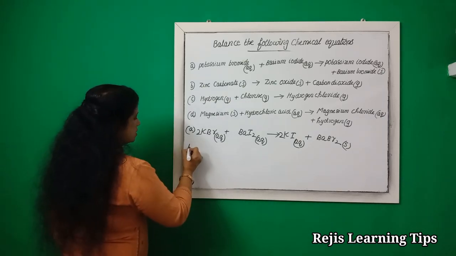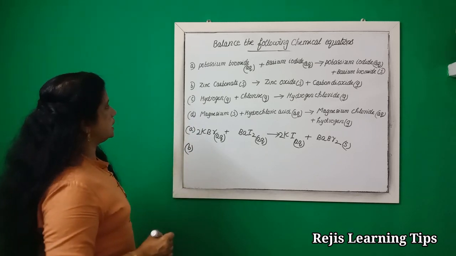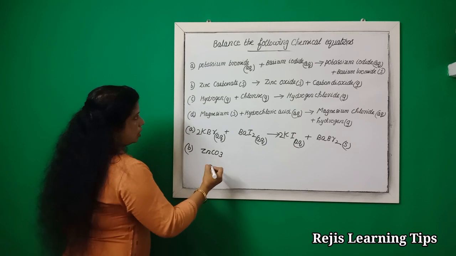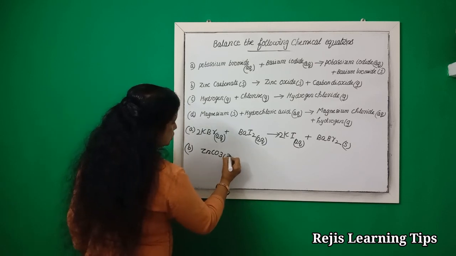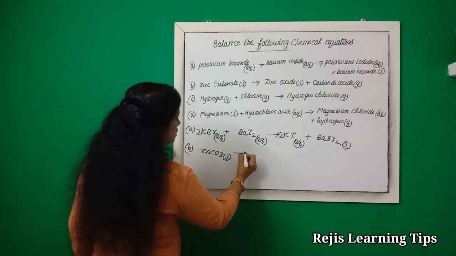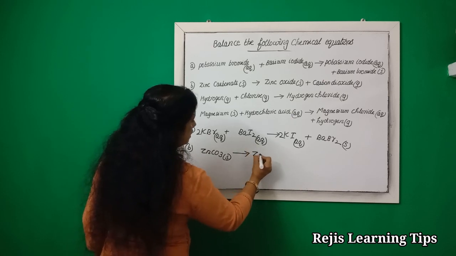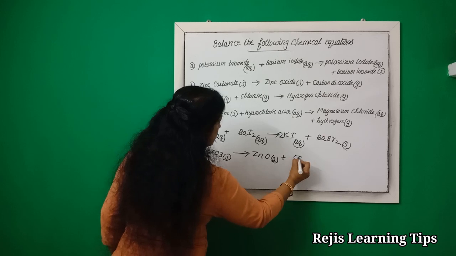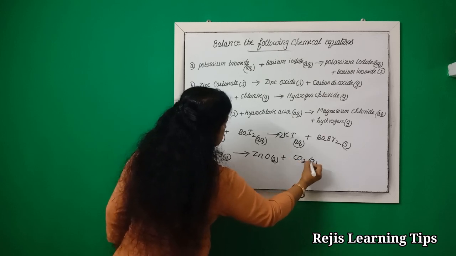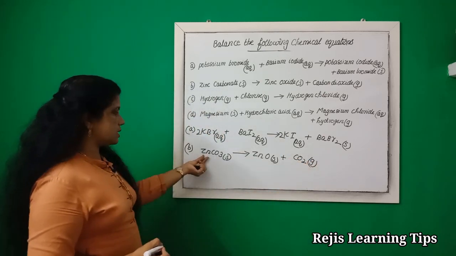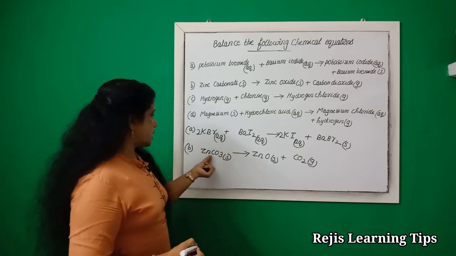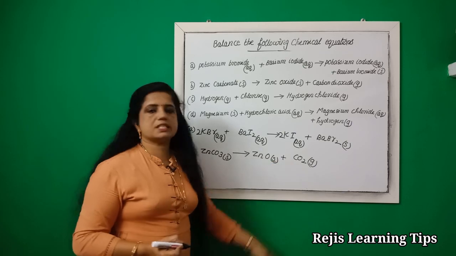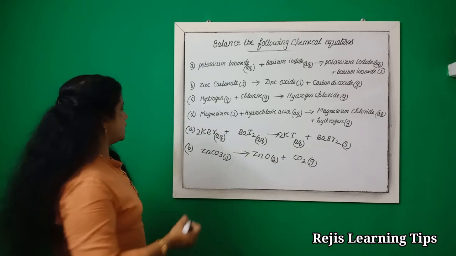Okay, then second, zinc carbonate ZnCO3 that is solid, so we should put here s. Undergoes decomposition, then we will get zinc oxide ZnO that is s plus carbon dioxide that is CO2(g). Check whether this equation is balanced. Zn here 1, there also 1, carbon here 1, there also 1, oxygen here 3, there 1 plus 2 means 3, so this equation is already balanced.